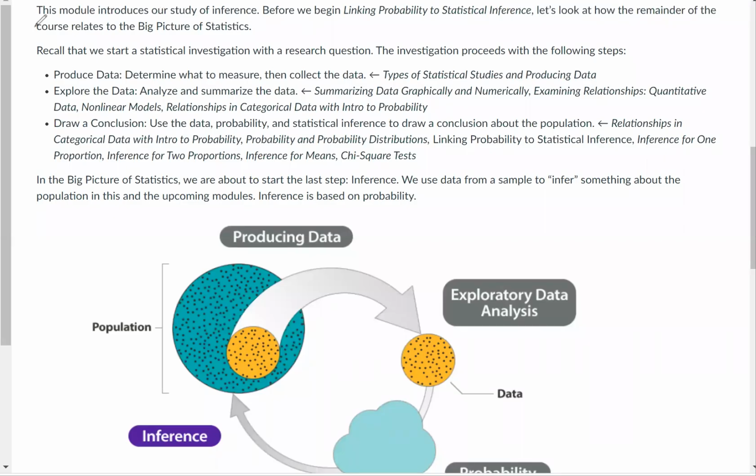This module now introduces something called inference. Before we begin linking probability to statistical inference, let's look at how the remainder of this course relates to the big picture of statistics.